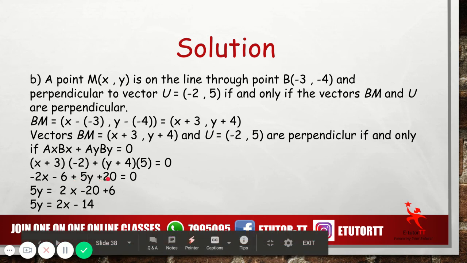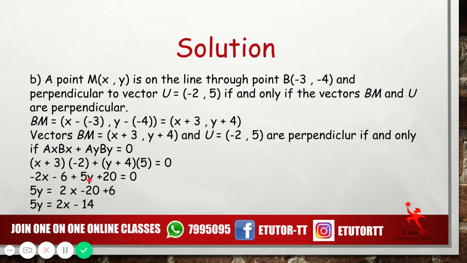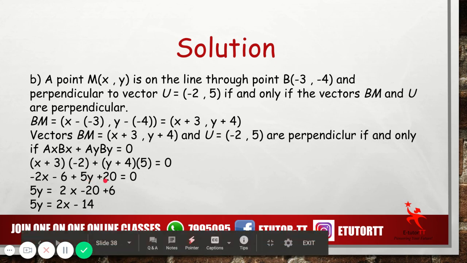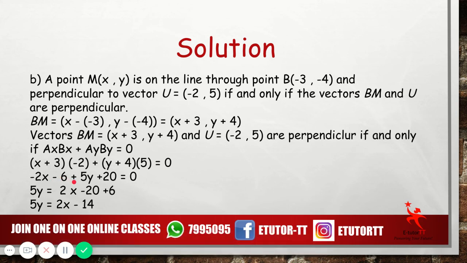So now we want to get the numbers and the x value on the right hand side, and we want to leave the y value on the left hand side. So seeing that the y is already on the left hand side, we leave it as 5y there, and that is equal to, let's move the numbers first. So we have negative 2x plus 5y plus 20 minus 6. So 20 minus 6, we get positive 14. So now we have negative 2x plus 5y plus 14 equals 0.